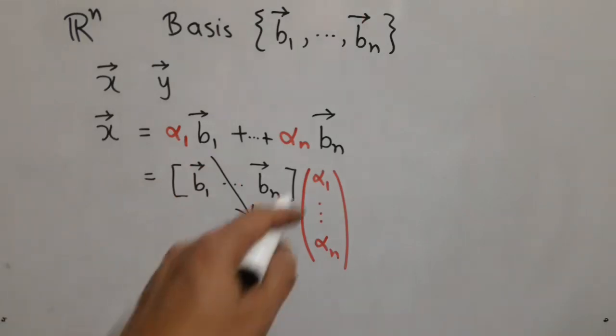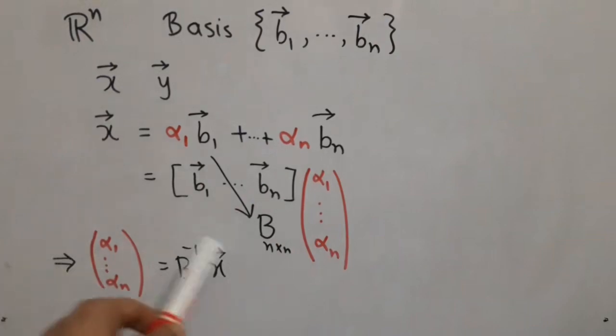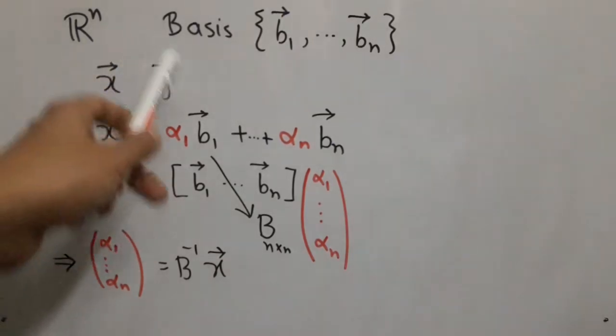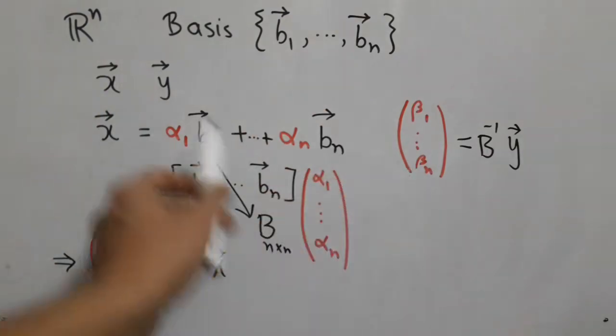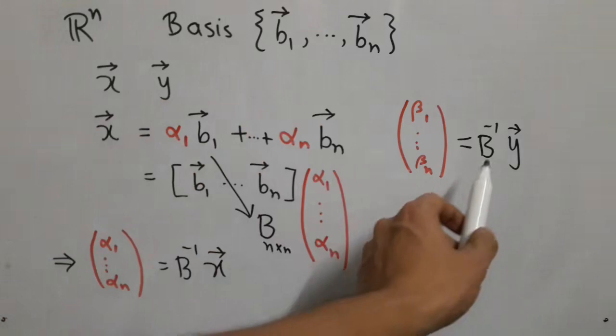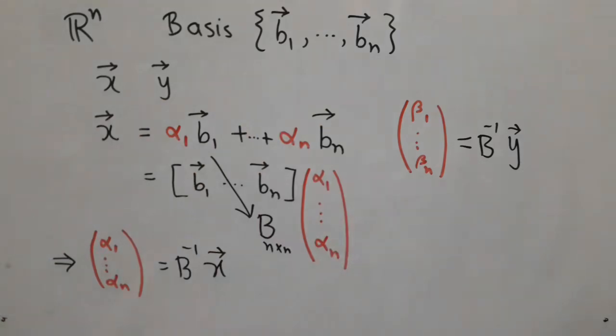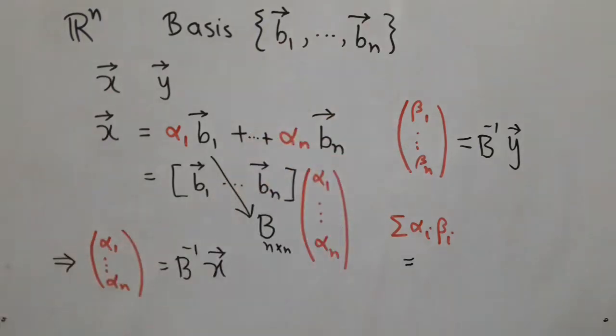So I can very easily work out my alpha vector as alpha equals B inverse times x. Now similarly we can process y to get beta 1 to beta n. These are the coefficients of y when I expand it with respect to the basis, that is B inverse times y. Thus, when I now take the dot product of the alphas and the betas, I basically get this transpose times this.